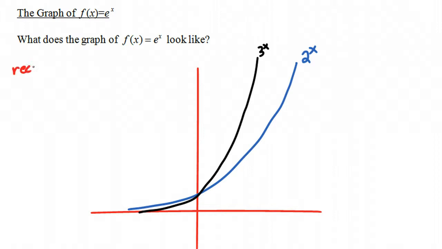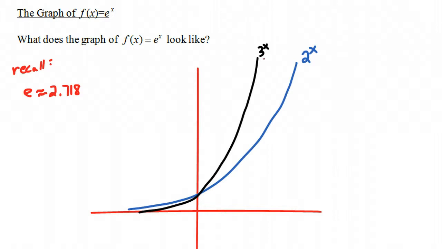Well, let's recall something. Let's recall e is a number, kind of like pi is a number. E is a number, and it's approximately, okay, I should probably put squiggly lines here to say it's approximately 2.718. Okay, so what does 2.718 to the x look like? Well, it looks very similar to 3 to the x and 2 to the x. In fact, it should be right in between them because 2.718 is between 2 and 3. Okay, so if we were to graph e to the x, it would be in between these.